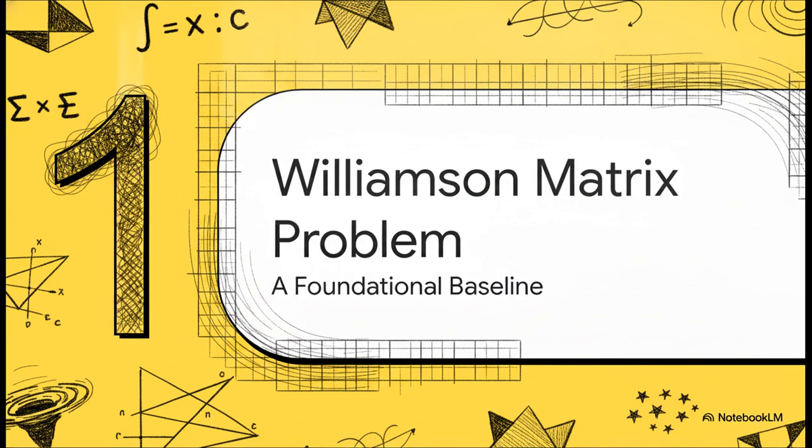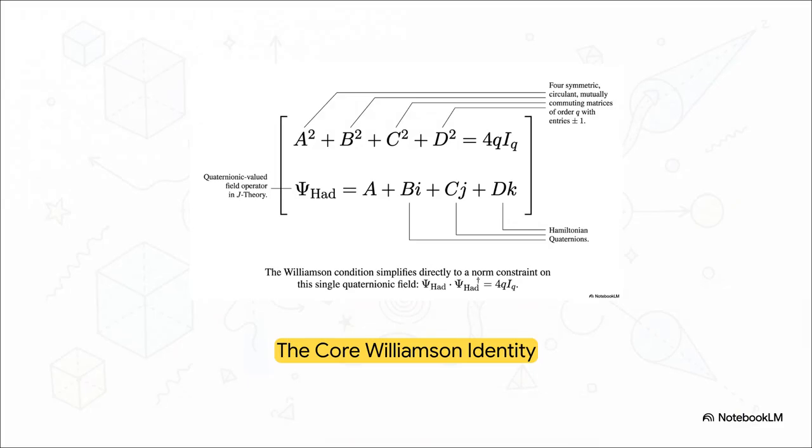All right, part one, the Williamson matrix problem. Take a look at this core mathematical identity right at the top. It sets our foundation. A squared plus B squared plus C squared plus D squared equals 4Q times I sub Q. Now, the Williamson conjecture asks a really specific question. For every positive integer q, can we find exactly 4 symmetric circulant matrices, which just means their rows cyclically shift one position at a time, using only entries of positive or negative 1 that perfectly satisfy this exact sum? It sounds simple, right? But here's where the real math magic happens below that line.